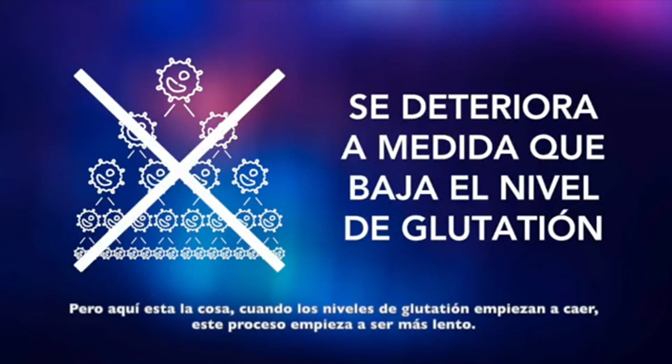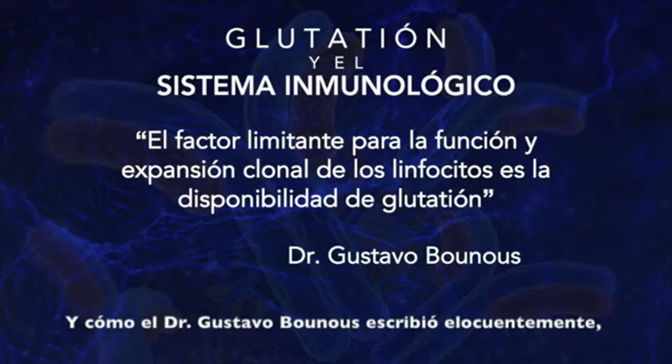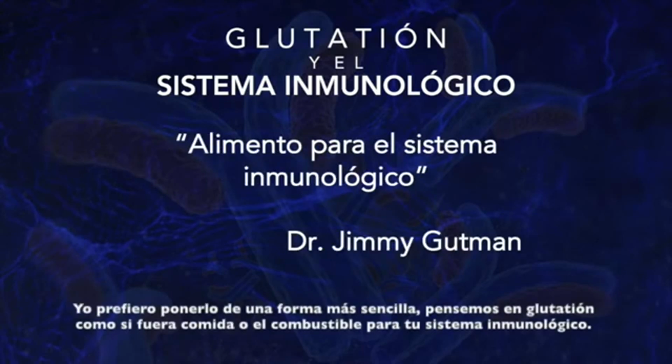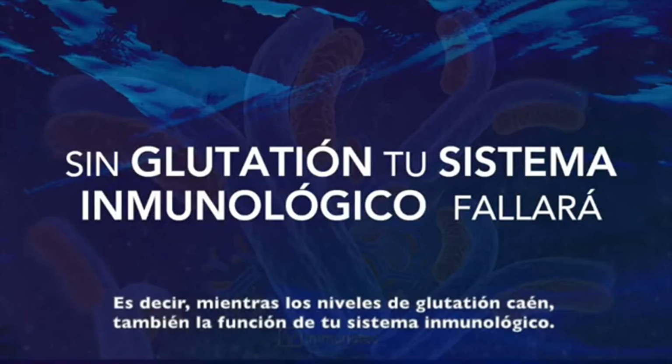But here's the thing. When glutathione levels begin to fall, this process starts to slow down. And as Dr. Gustavo Bunos so eloquently wrote, the limiting factor for the function and clonal expansion of lymphocytes, or white blood cells, is their availability of glutathione. I like to put it a little bit simpler. Think of glutathione literally as food or fuel for your immune system. Bottom line, as glutathione levels fall, so does your immune function.